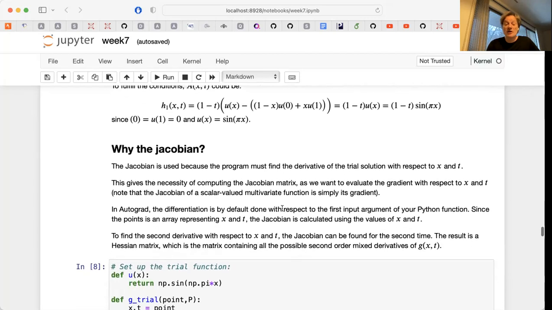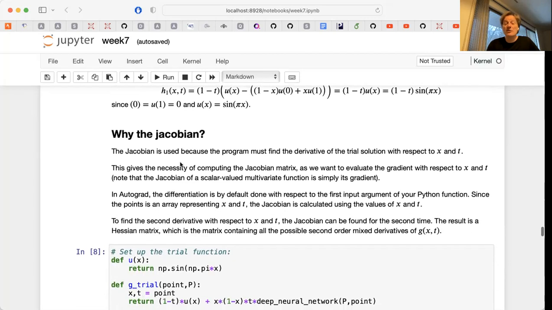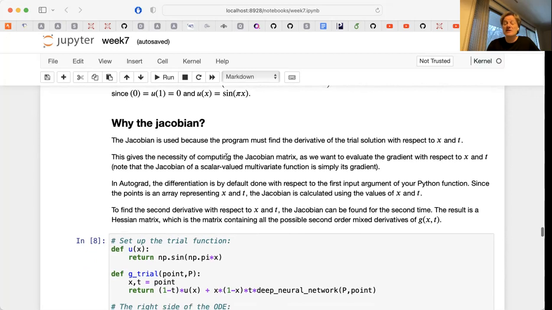You need to set up the Jacobian. The Jacobian is used because the program must find the derivative of the trial solution with respect to x and t. And this gives the necessity of computing the Jacobian matrix, as we want to evaluate the gradient with respect to these variables. Note that the Jacobian of a scalar value multivariate function is simply the gradient. Just keep that in mind.